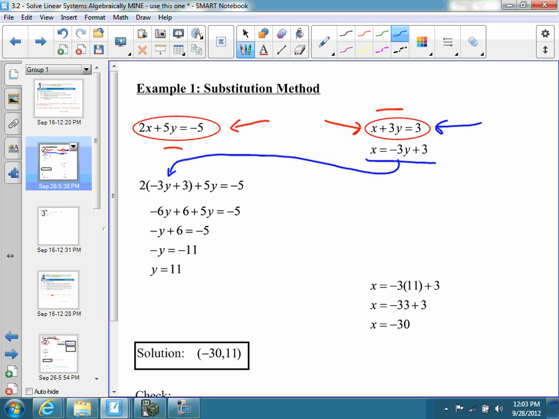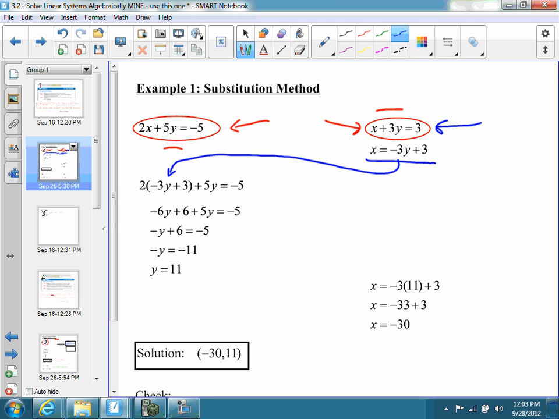You always have to have the same number of equations as you do variables in order to solve a system. So if I was just given this one equation here, 2x plus 5y equals negative 5, and somebody says solve it, what are you talking about? You only gave me one equation, you can't do it. But since they gave us this other equation, I can now put my x in terms of y, and now all I have over here are y's.